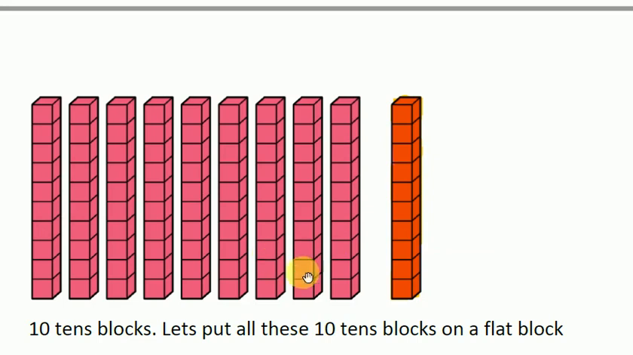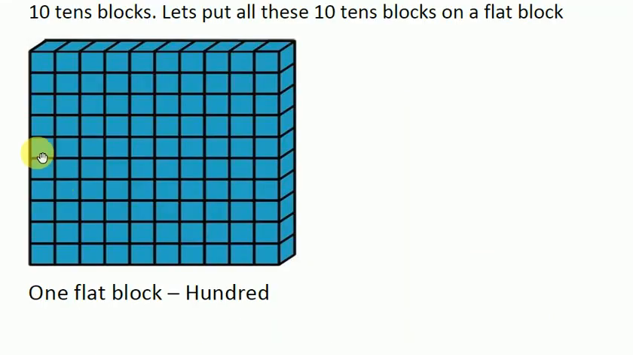Let's put all these 10 blocks on a flat block. Here I placed all 10 blocks on a flat block. This one flat block is called 100 block. All the 10 blocks have covered this flat block to form 100.